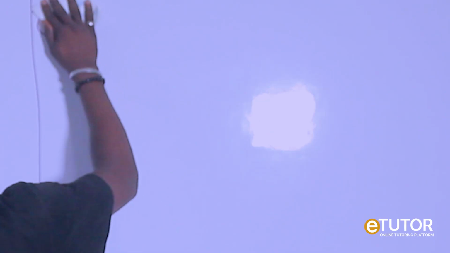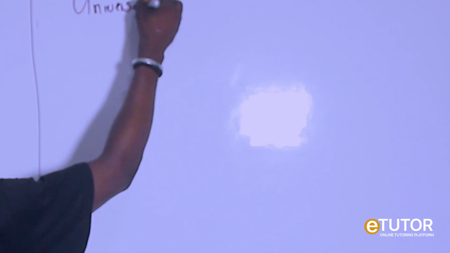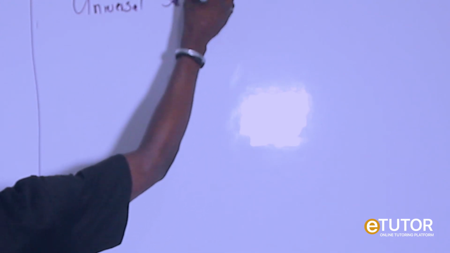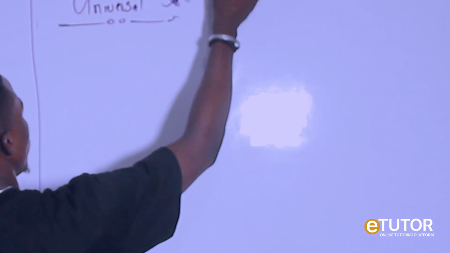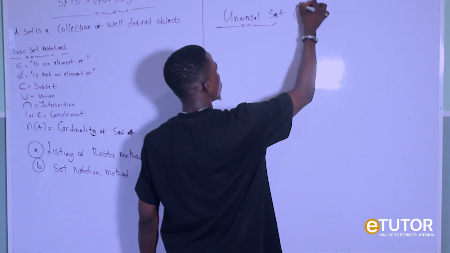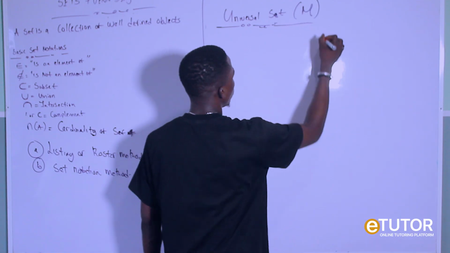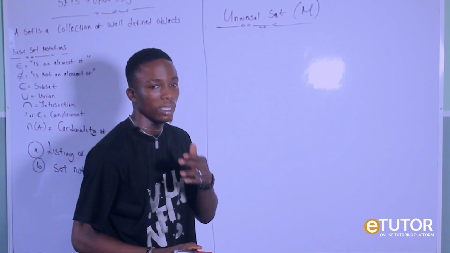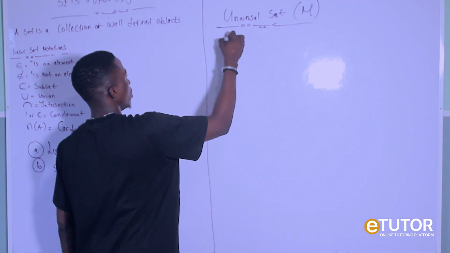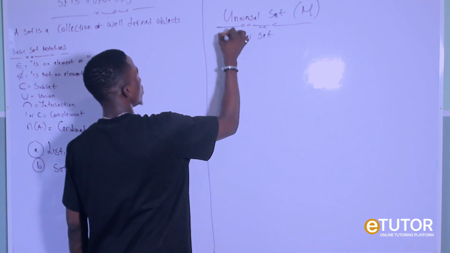We have various types of sets. The very first one is the universal set. It is denoted as mu. This is one of the denotations of the universal set. So what exactly is the universal set? The universal set is otherwise known as the mother set.